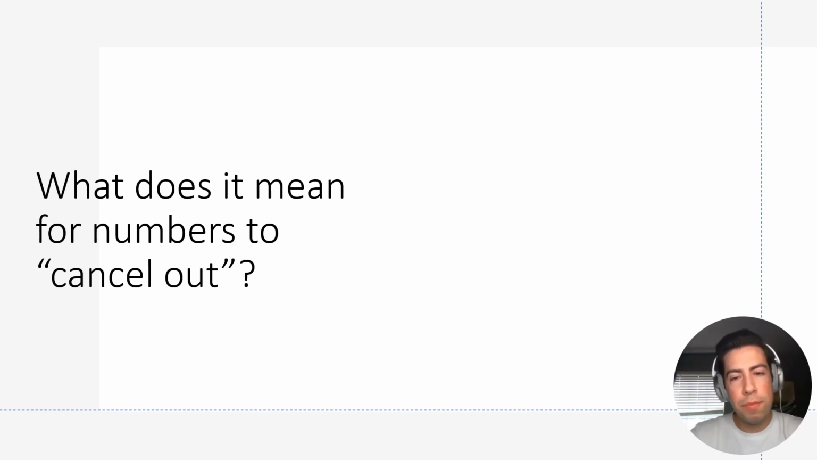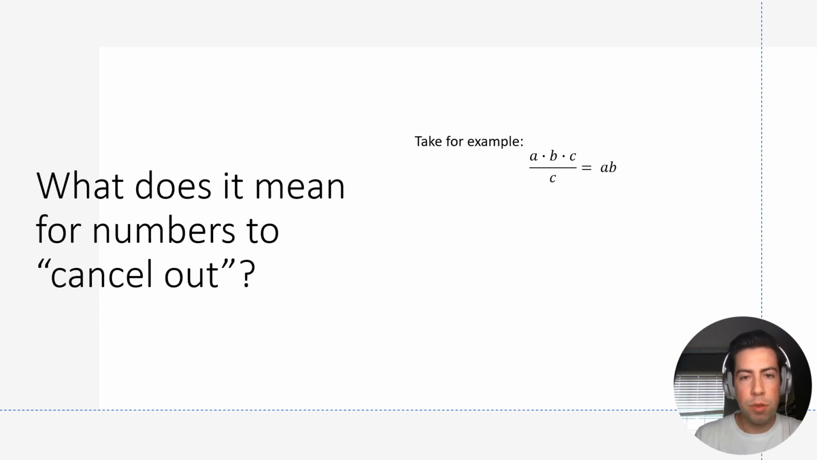Okay, so here's my question to you. What does it mean for numbers to cancel out? A lot of times we hear this, all right? So for example, if we have a times b times c divided by c equals ab, we're going to say that these c's are going to cancel out, okay? And now what does that actually mean? That's the biggest question here.